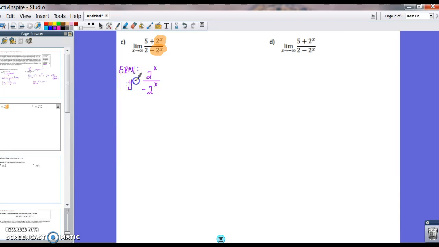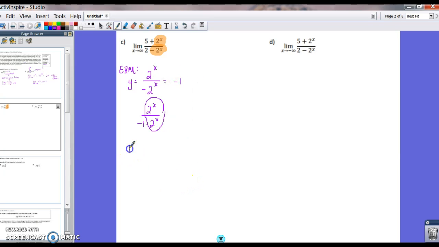And I can say, okay, well, let me look at what's going on here, right? These constants, that's not going to change. This is where everything is happening. If I were to simplify that, 2 over negative 2, that's just going to be negative 1, right? Because this is the same as 2 to the x over negative 1 times 2 to the x. Anything divided by itself is just 1. So that whole expression reduces to negative 1.